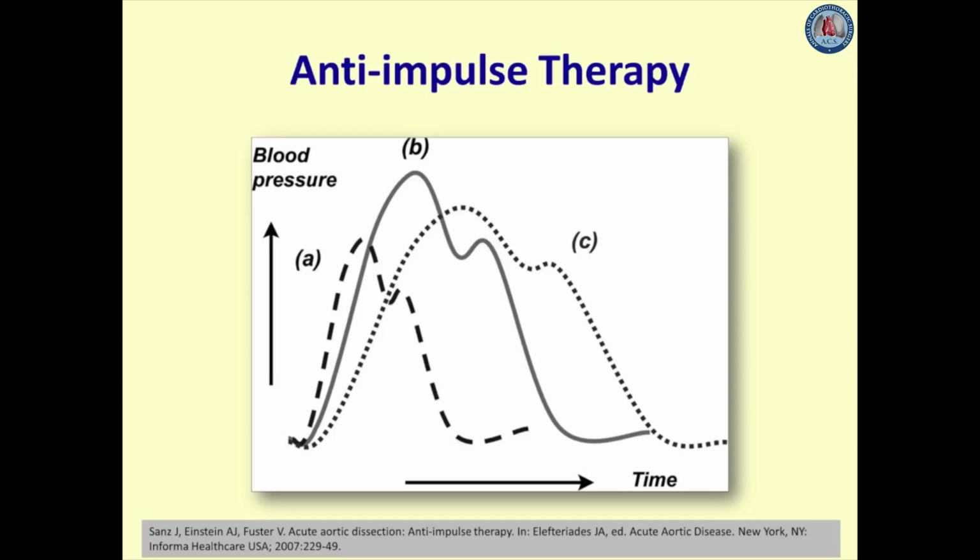So by combining afterload reducing drugs with beta blockers, one gets a reduction in the strength of cardiac contraction and the dP/dt, and also a reduction in blood pressure. And that's what constitutes modern day anti-impulse therapy.